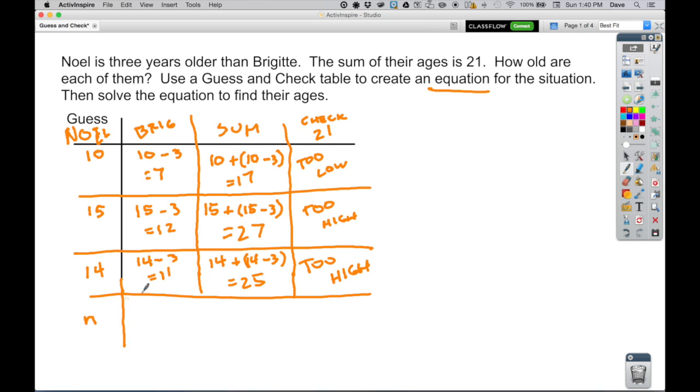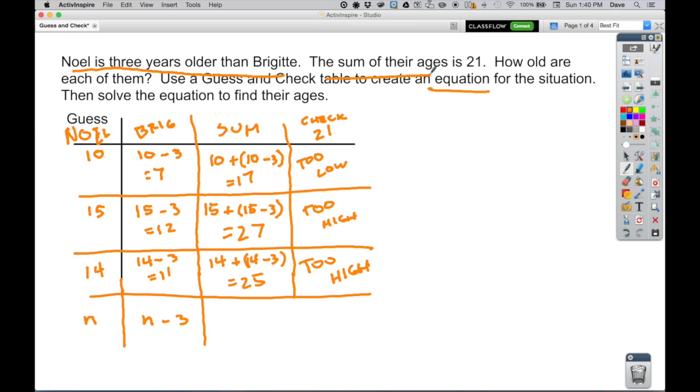Now everything from this point on is based on the pattern we established up here. To find Brigitte's age, each time we took Noel's age and subtracted 3: 10 minus 3, 15 minus 3, 14 minus 3. So now that we're representing Noel's age as n, we're just going to make Brigitte's age n minus 3. That will deal with the fact that right here, Noel is 3 years older than Brigitte. So to get Brigitte's age, we just subtract 3.